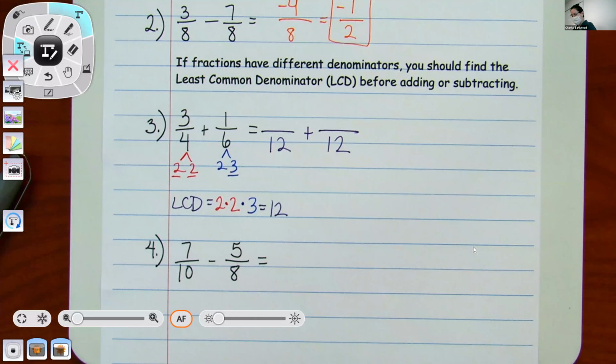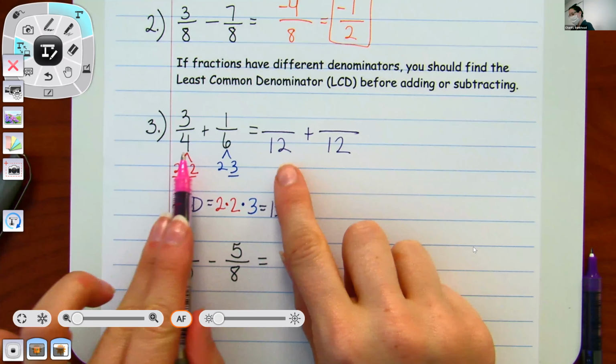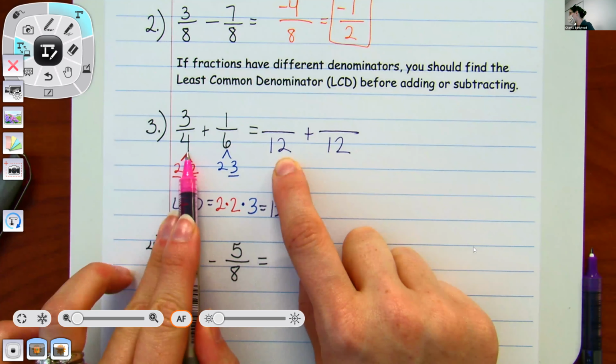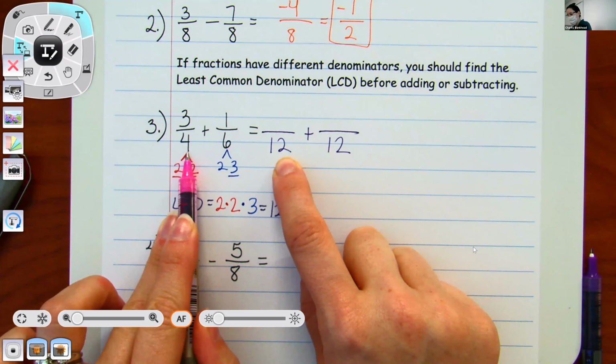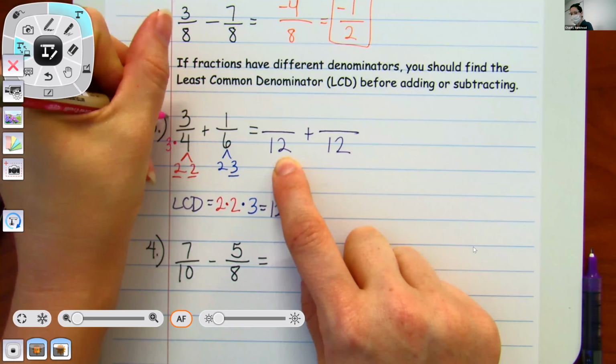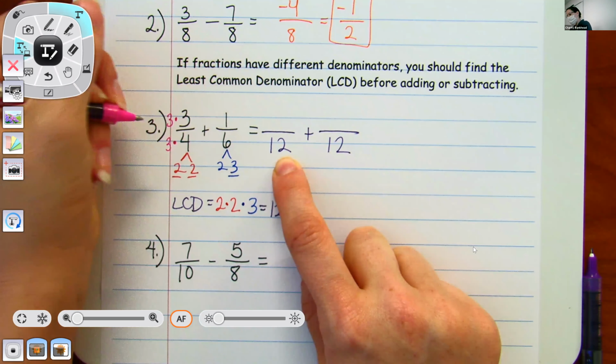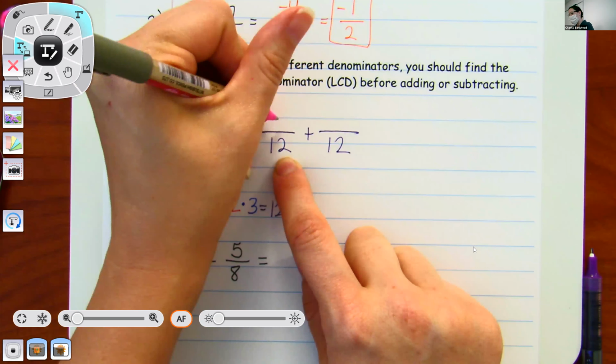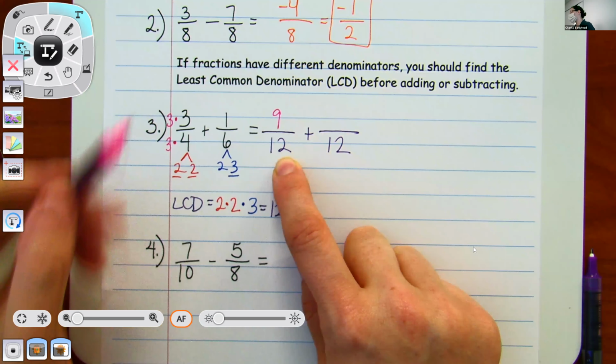So then you ask yourself, okay, so what do I have to multiply with 4 to equal 12? 3. So that means you also have to multiply the numerator by 3 as well. So 3 times 3 is 9. So 3/4 turns into 9 over 12.